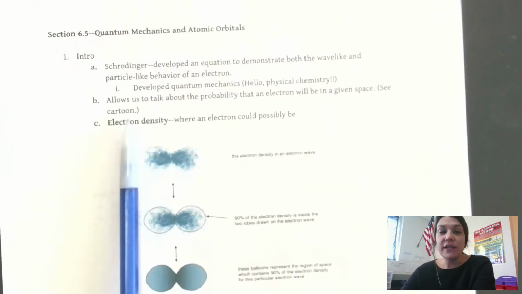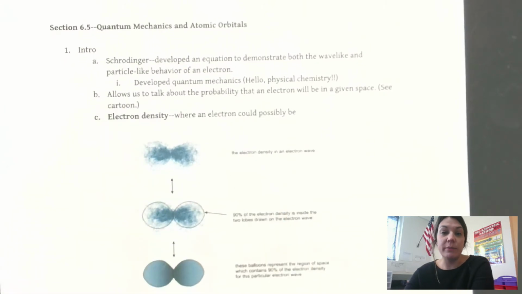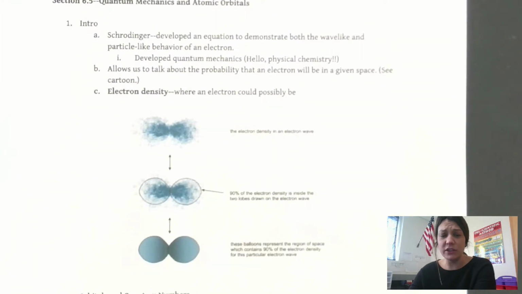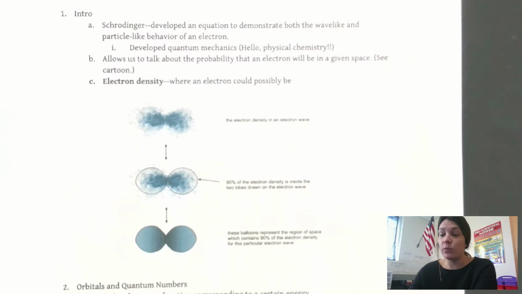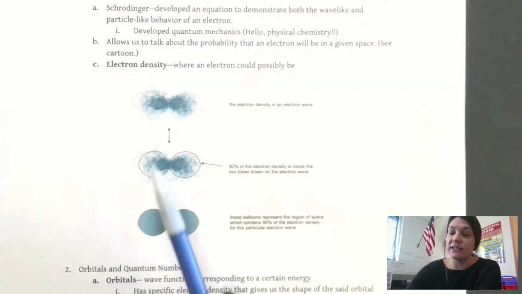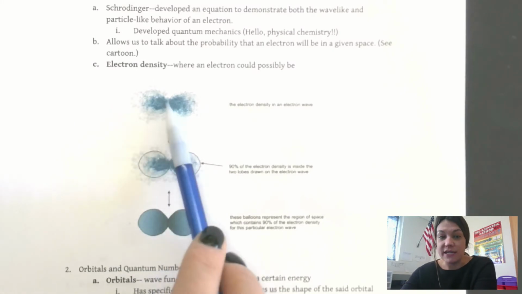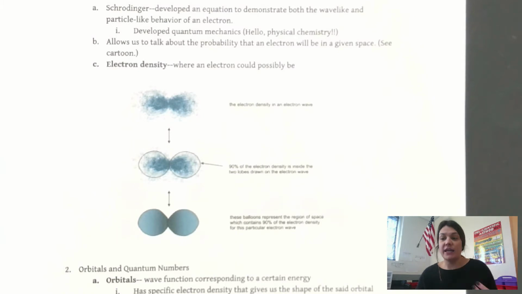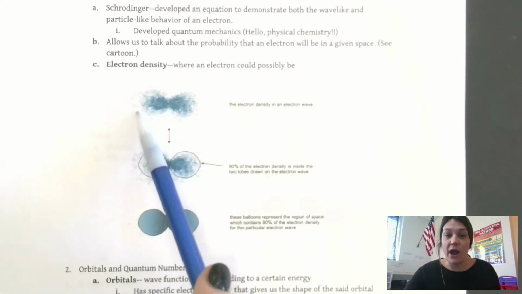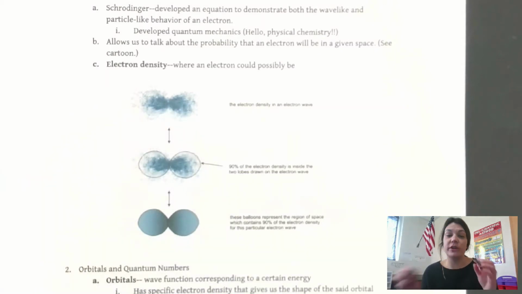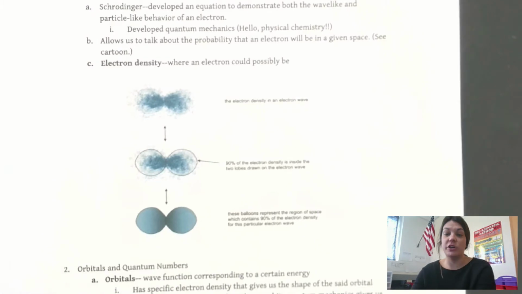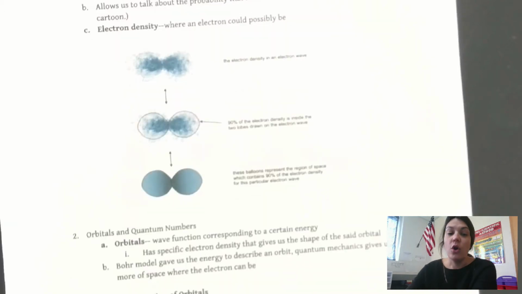Okay, but what it allows us to do is talk about the probability that an electron will be in a given space, okay? So let's talk about electron density. Electron density is where the electron could possibly be. You'll notice that this is fuzzy on the outside and really dark on the inside, okay? So we don't want to say that an electron can't be out here, but we're going to say that it's going to be closer to where the two atoms are connected, okay? Which is how we illustrate it most of the time in chemistry, by drawing a big circle for an atom.